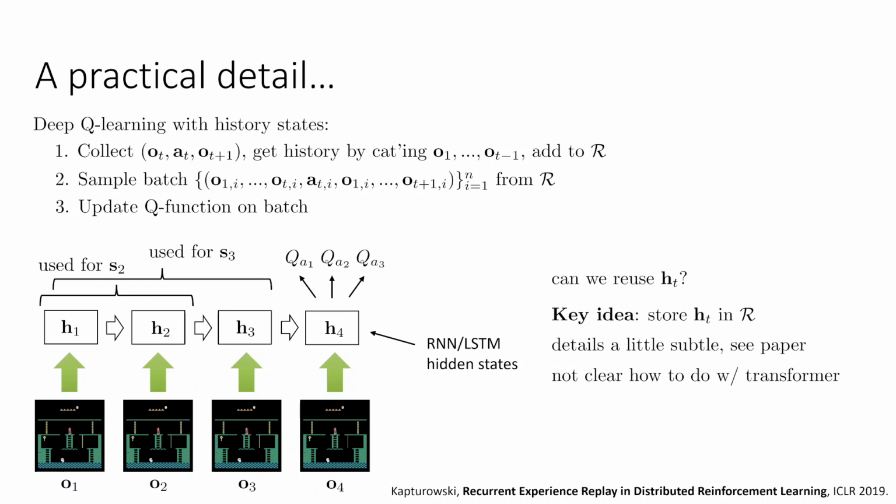It's not clear how to do this with transformers, because transformers don't have a single hidden Markovian state. So, to my knowledge, no one has figured out how to do this with transformers. But for RNNs and LSTMs, this is a very effective strategy. So I encourage you to check it out if you want some practical details.